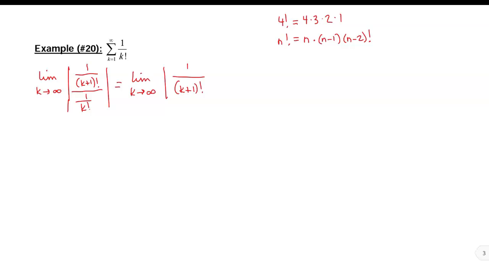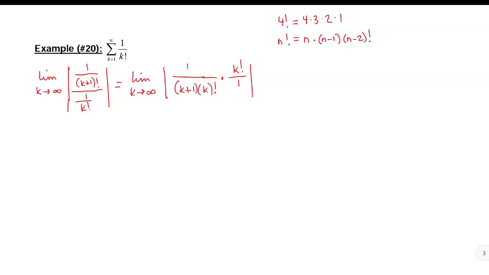So I'm going to rewrite this k plus 1 factorial in the same way. Take away this factorial symbol for the moment. Now, the first term is k plus 1, and then the next term is 1 less than that. So k plus 1 minus 1 is just k. That's as far as I actually need it to go, so I'm going to write the factorial after that factor. Now I'm going to multiply by the reciprocal of the other fraction, so I'll have k factorial over 1.